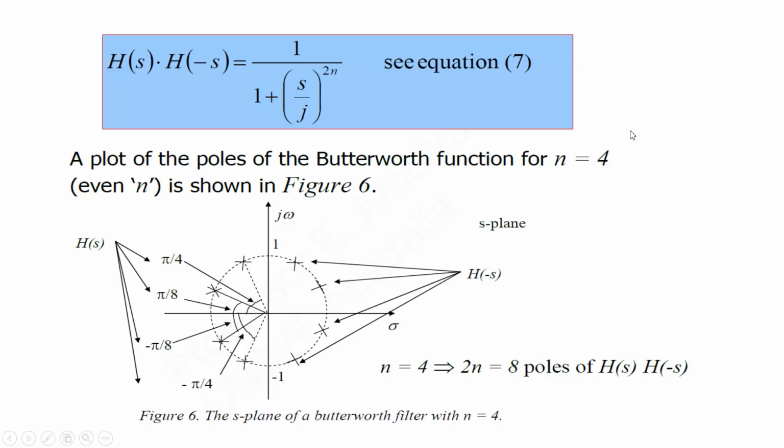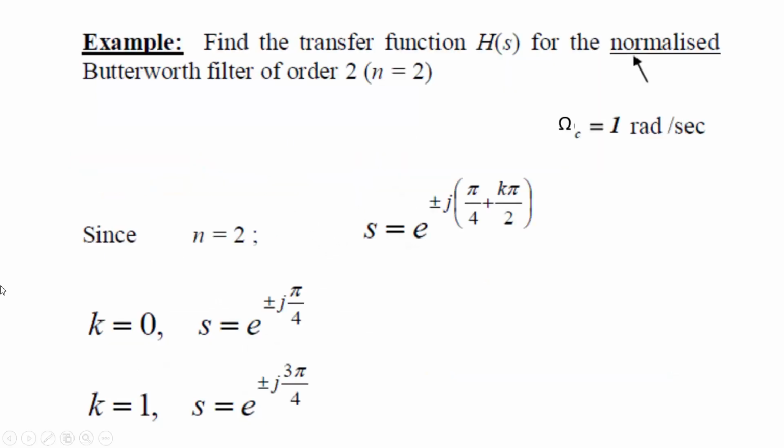Another case when n is equal to 4. And this is how the pole positions are. These things are coming from the same formula. So depending on the order of the Butterworth filter, you will have the pole locations which you can obtain from the analysis or the derivation that we have already done, in both cases, when n is even or when n is odd. All right. Now let's take one example.